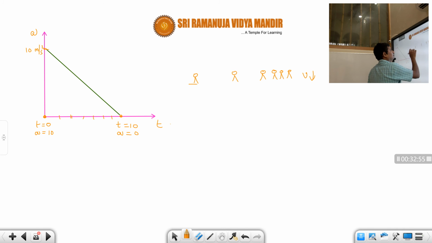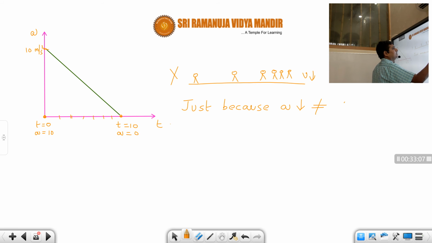So they may feel that the speed should decrease. This is completely wrong, students. Just because acceleration is decreasing, it does not mean that speed will decrease. It is not correct, students. This is the general common mistake all the students will make. That's why I'm telling you, please pay attention. Many students will not understand this one.